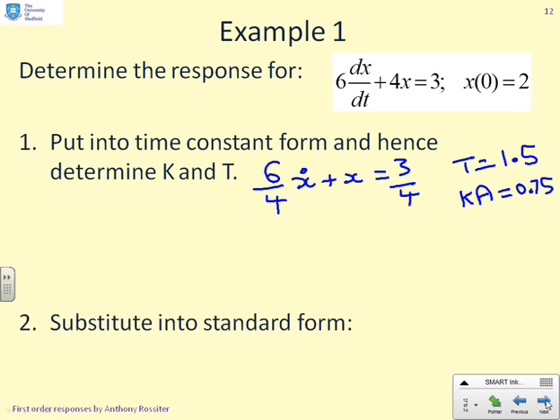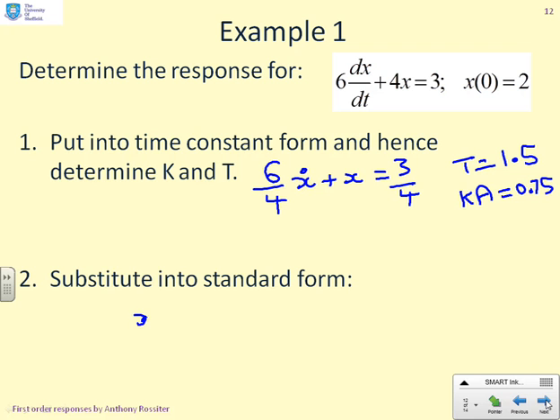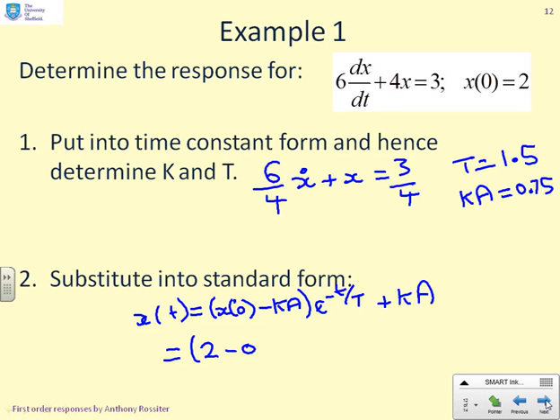So if I want to write my solution down, I can now write x of t equals x of 0 minus kA into e to the minus t over T plus kA, and then I can put in the numbers. So for this particular case I have (2 minus 0.75) e to the minus t over 1.5 plus 0.75.